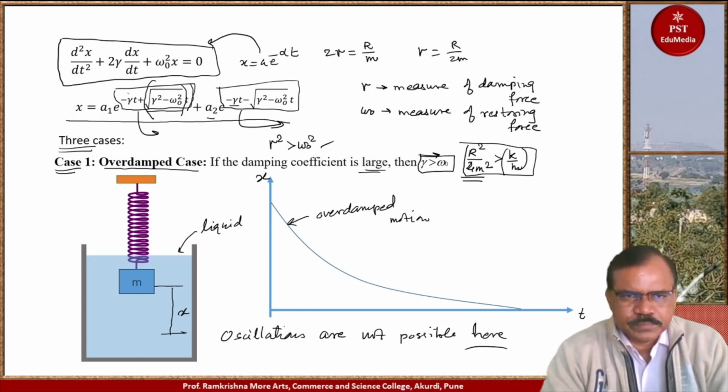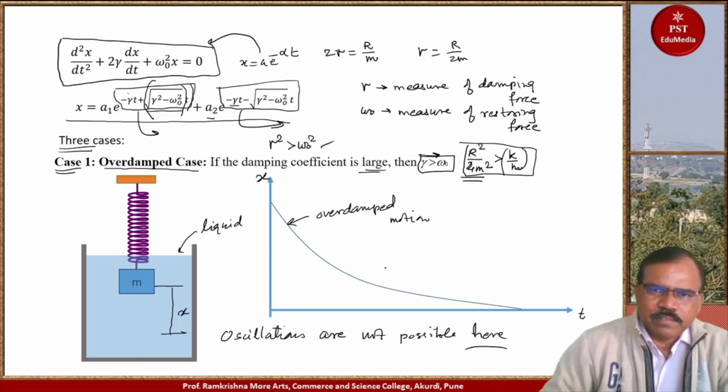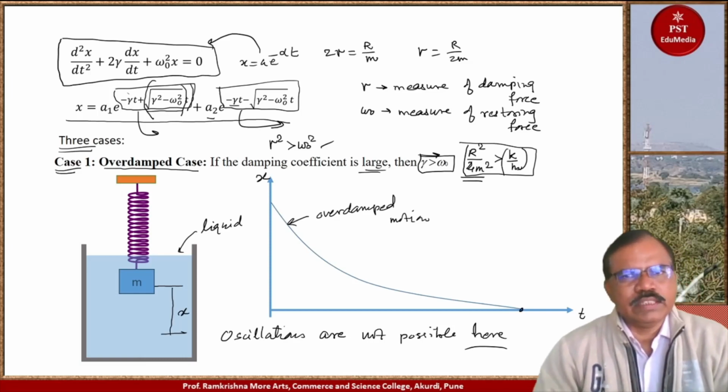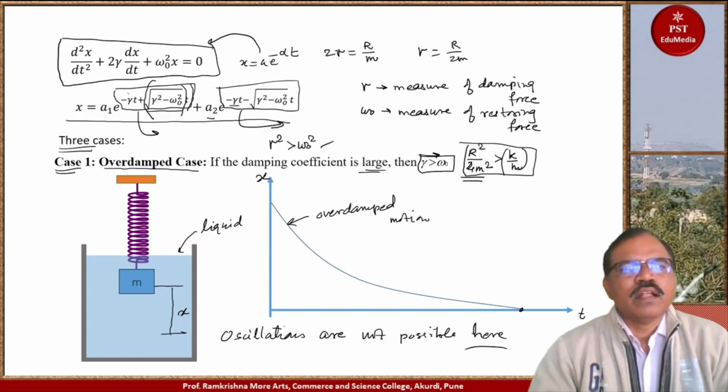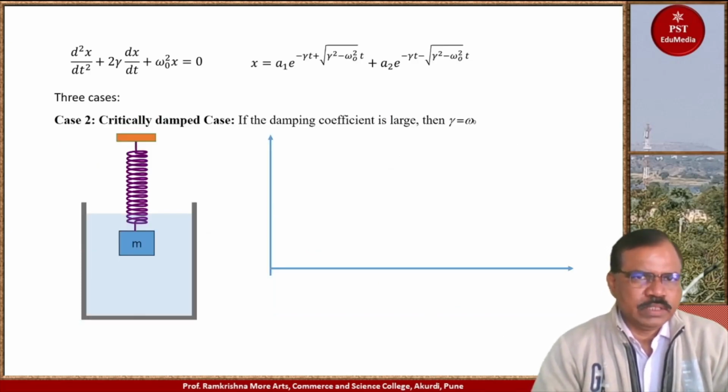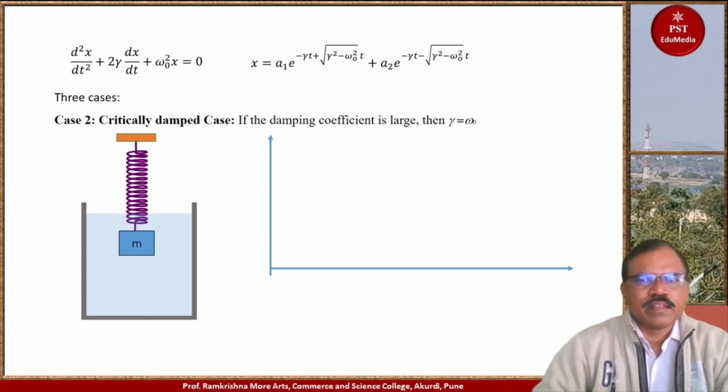So after a very long time, the oscillator will come to the equilibrium position. This is over damped motion. Now we'll take the second case, critically damped motion. Here gamma is equal to omega 0. Actually, we take here gamma is approximately equal to omega 0.